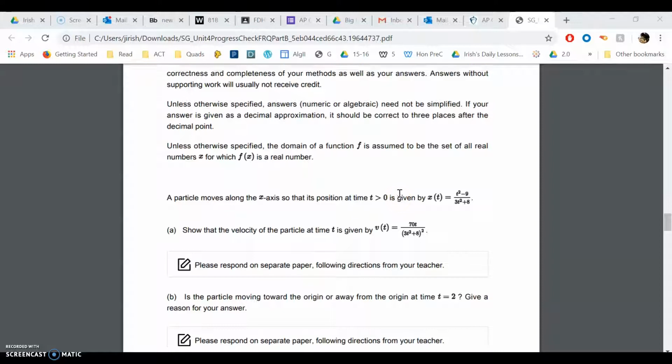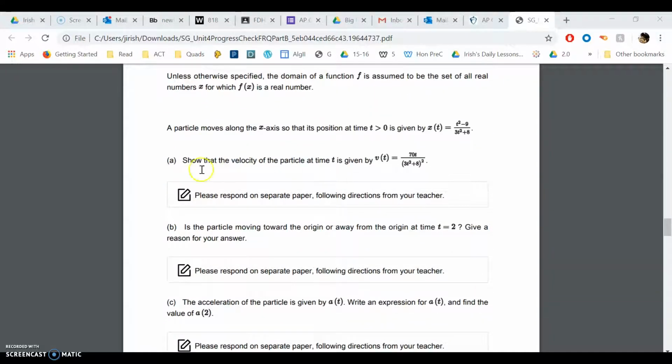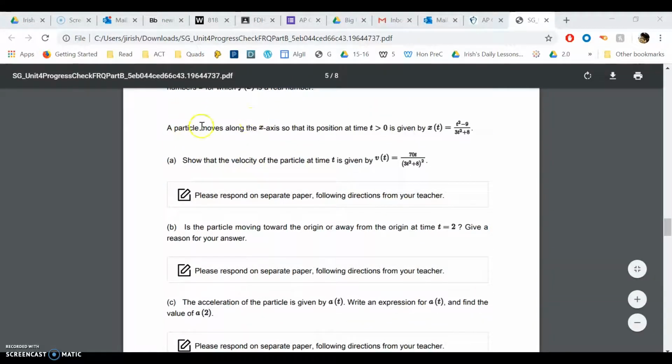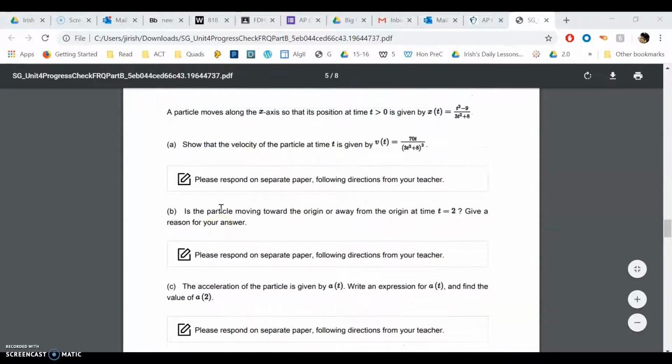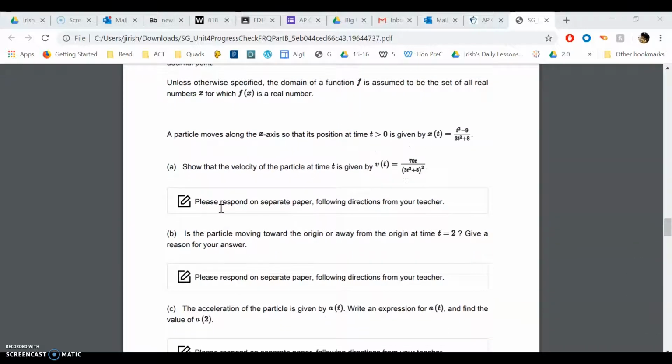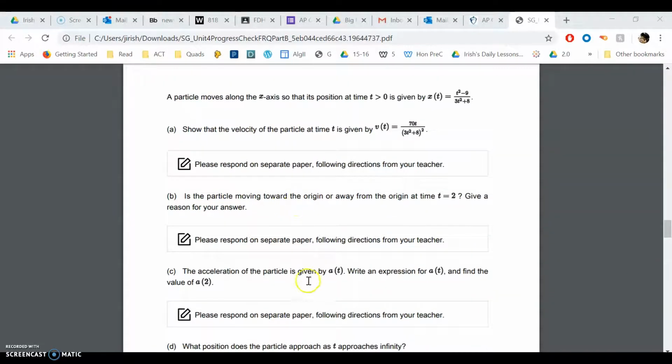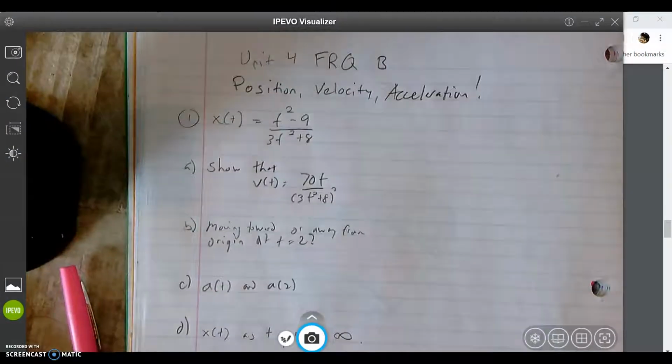This is good because this is a position, velocity, acceleration one. So all it gives you is this information. A particle moves along the x-axis, so its position at time t greater than 0 is given by this. x of t is that quotient right there. So you got A, B, C, and D. So you have 4 parts of this. So pause the video, see how far you can get, and then knock it out. All right, let's see how I can do with this one.